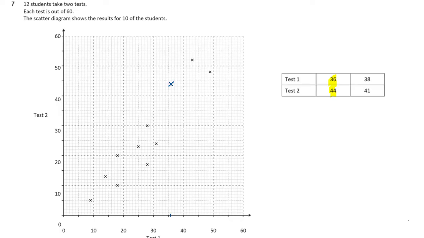Next one, 38 and 41. 38, 41. It's going to be there.